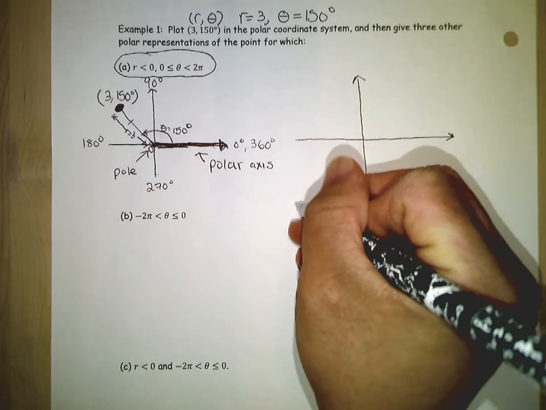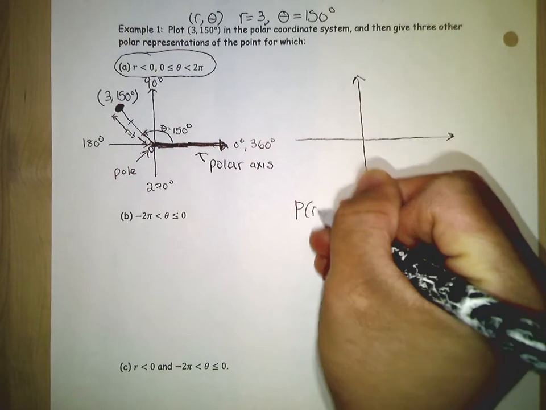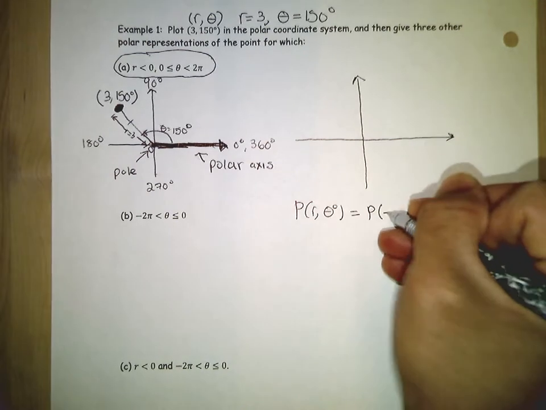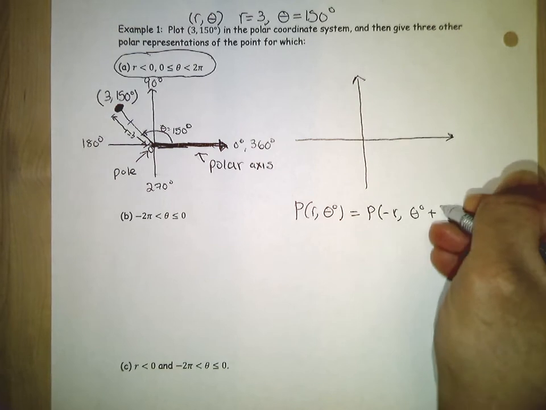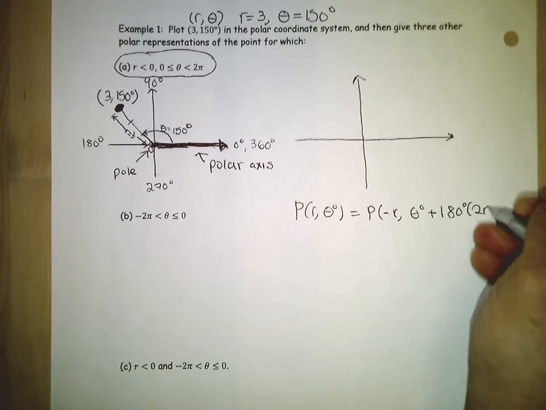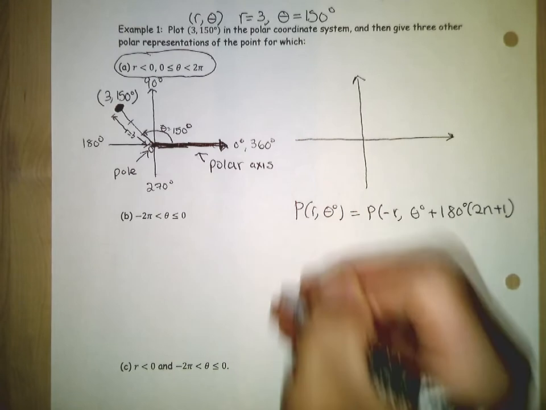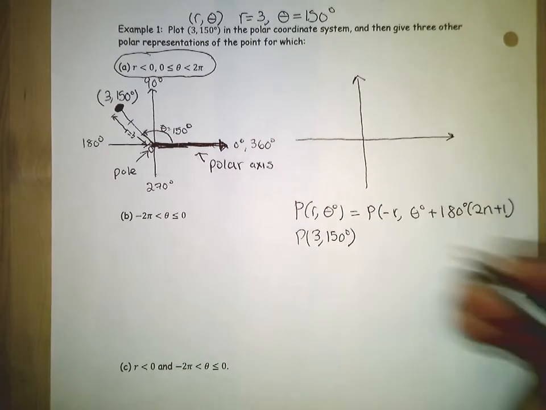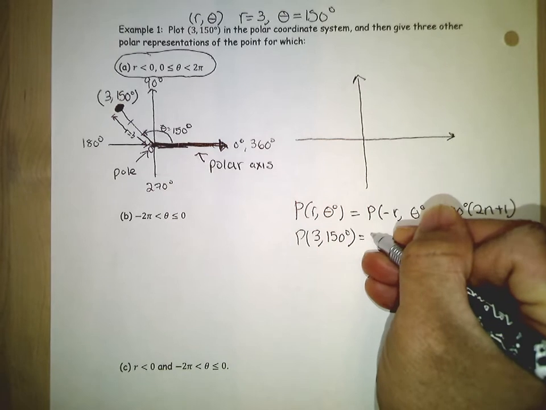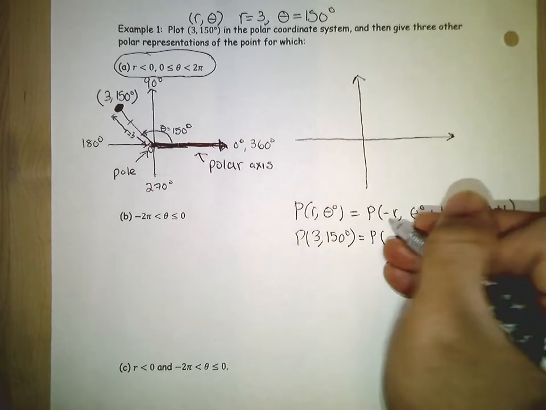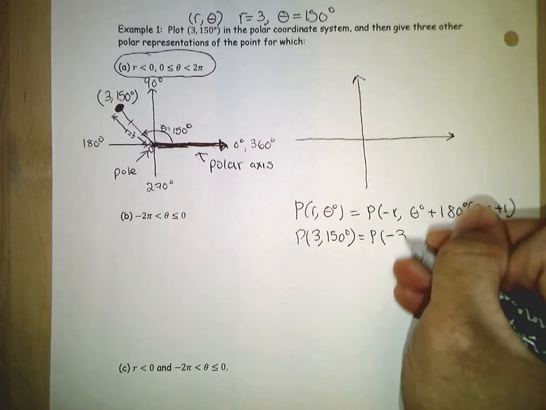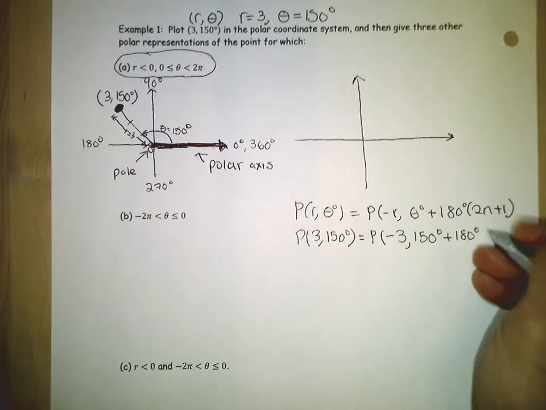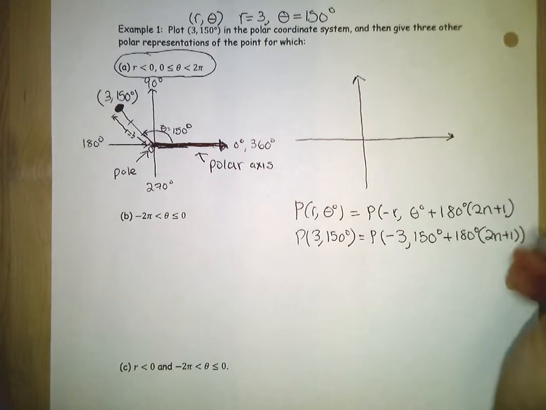All right. So I said that P of r, theta was equal to P of the opposite of r, theta plus 180 degrees times 2n plus 1. So if we have P of -3, 150 degrees, then I substitute in the r here, so that's -3, and theta was 150 degrees plus 180 degrees times 2n plus 1.